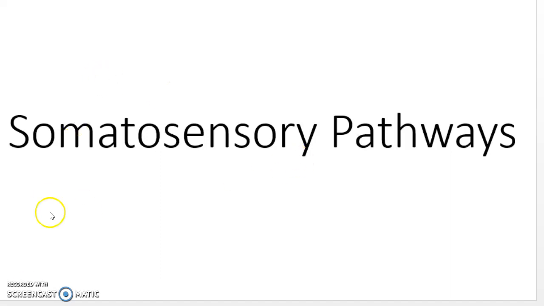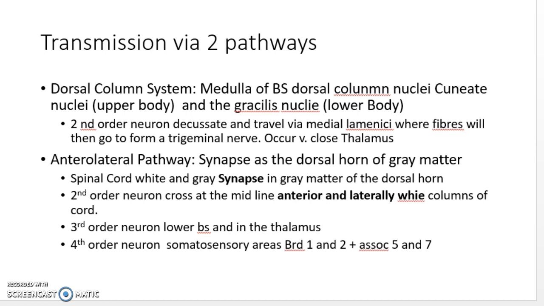Today we're going to be talking about somatosensory pathways and what these pathways are. This video is going to look at the neurons, where the synapses occur, and a comparison between the dorsal column pathway and the anterolateral pathway. So without further ado, let's get started.